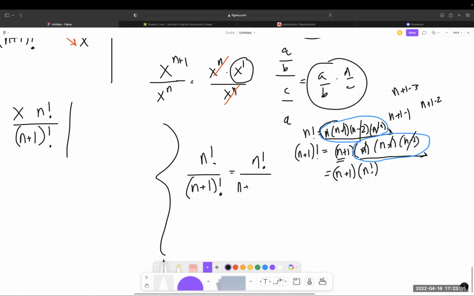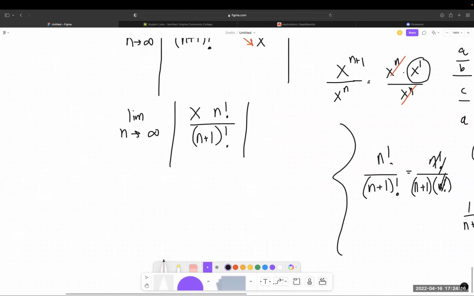But I know n plus 1 factorial is the same thing as n plus 1 times n factorial. And then these n factorials would cancel out, right? Or again, you could go and cancel them out, and you'd see that the only thing left is that 1 over n plus 1 there. And so it's all good in that regard, right?